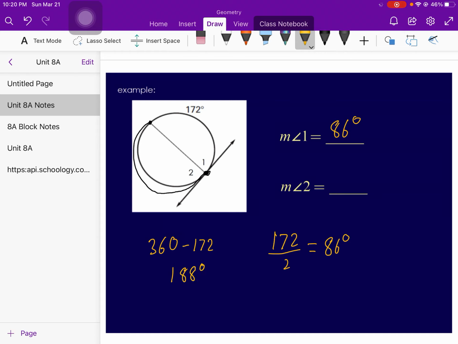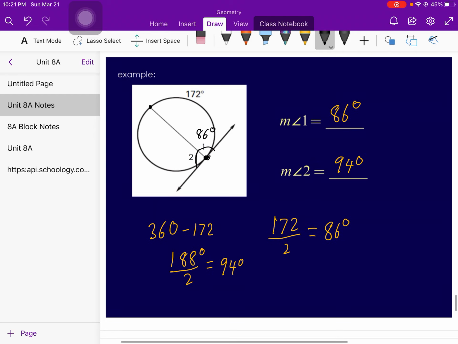188 degrees. So if that's 188, that corresponds to angle 2, we're just going to cut that one in half as well, and that gives us 94. So that's the measure of this. Another way you could solve for this, though, is the fact that we knew that this was 86 right here. So if that's 86 degrees for this angle, it's got to form a straight line with angle 2. So we could just do 180 minus 86, and that's also going to give us the 94. So 2 ways to prove that one.